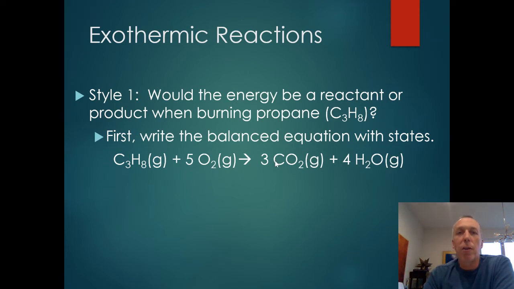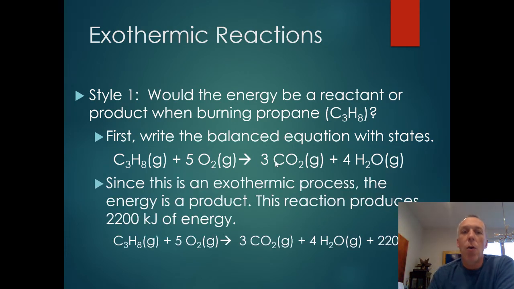To write this as a thermochemical equation, we actually put the energy right over on the product side. When you look up how much energy is produced by burning 1 mole of propane, it's 2,200 kilojoules. So burning 1 mole of propane will produce 2,200 kilojoules of energy. We write it as a product over here because it's exothermic. Notice I don't put a negative on it, because writing it in the products makes me know that it's produced, released in the reaction. So this is the first way that you can write a thermochemical equation.